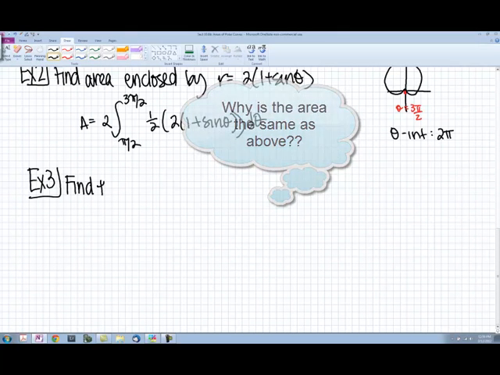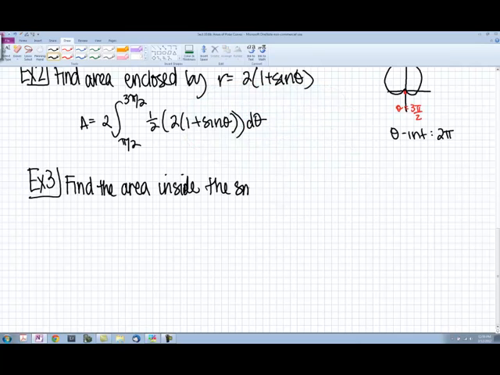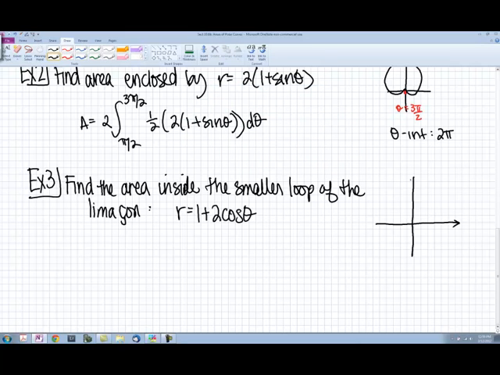Now here's a different kind of question. I want to find the area inside the smaller loop of the limaçon r equals 1 plus 2 cosine theta. When theta is 0, we get 3. When theta is pi, we get -1. So notice the angle is pi, but I have -1. That means somehow it has gone around and done this. This is 0 to pi, and then the remainder of it looks like this.